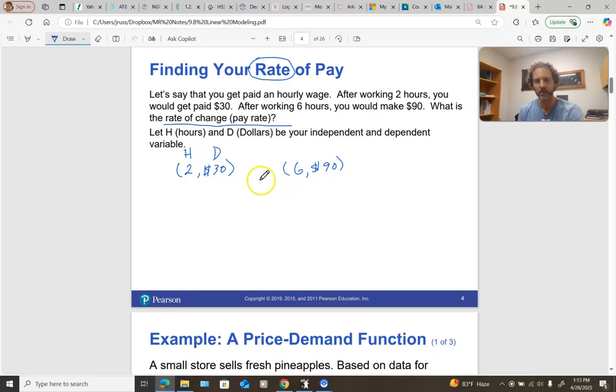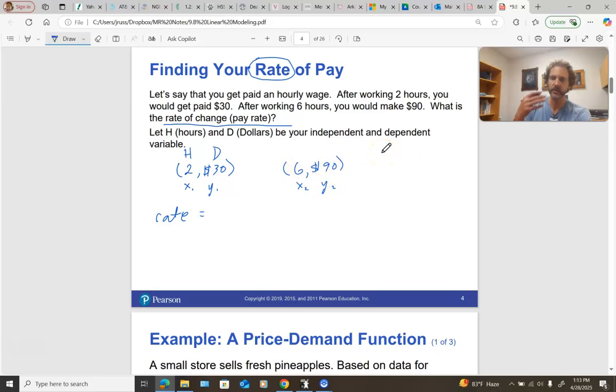Okay, so to find this, the rate of pay is going to be equal to the difference in our dependent variables divided by the difference in our independent variables. If you want to think about these as x and y's, that's fine. Some people will even further designate them as x1, y1, and x2, y2, just to illustrate that these are the x and y coordinates of your first point, and these are the x and y coordinates of your second point.